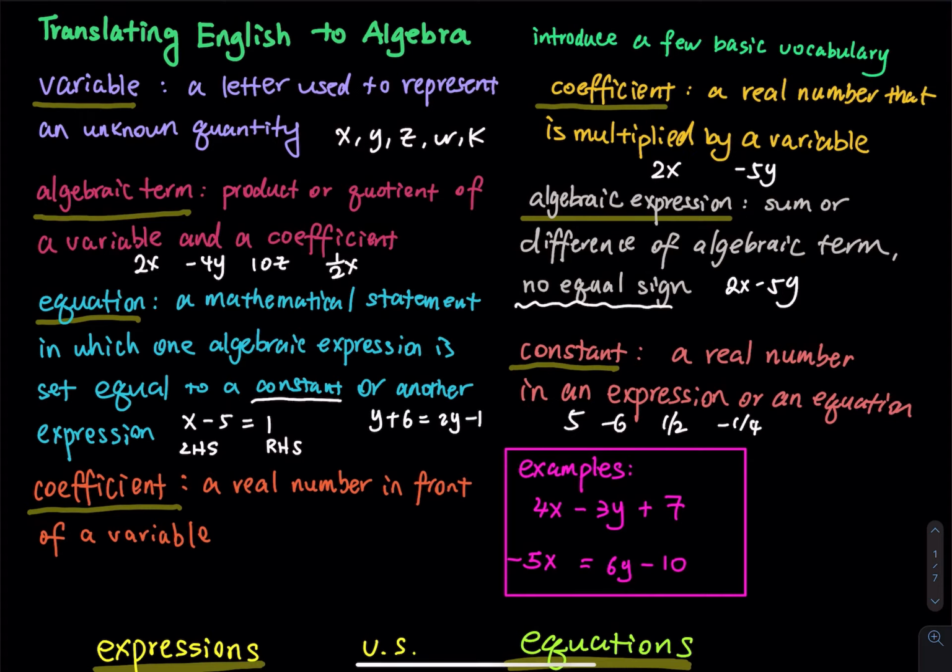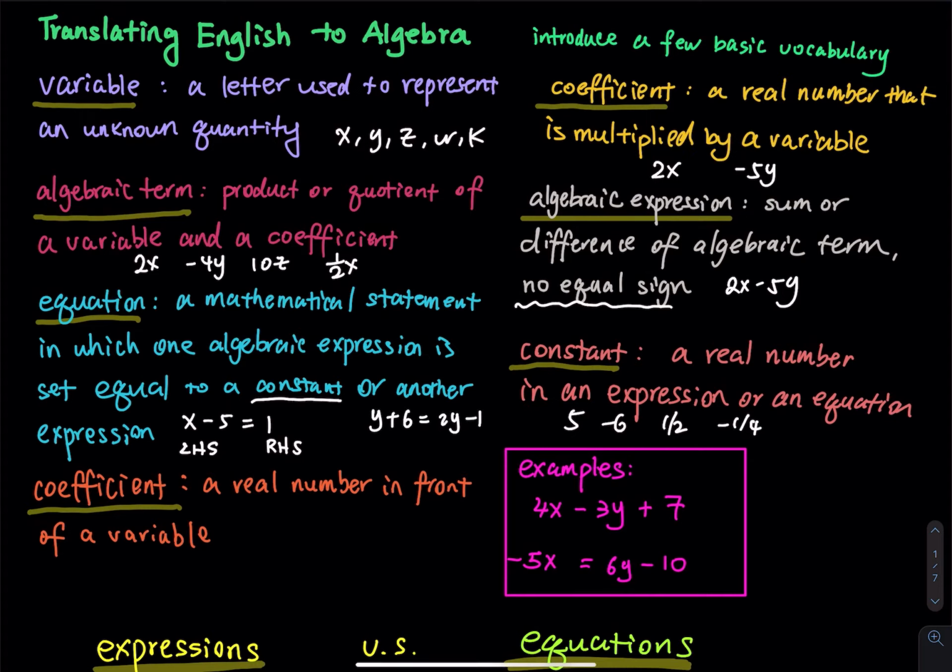Do you see there is a box on the right? I have 2 examples. They are both equations, right? Actually, the first one is an expression, and the second line is an equation, because the first line does not have an equal sign and the second line has an equal sign. The first line is the expression 4x minus 3y plus 7. How many algebraic terms do we have? We have 2 algebraic terms, 4x and minus 3y. There is one constant, that is the positive 7.